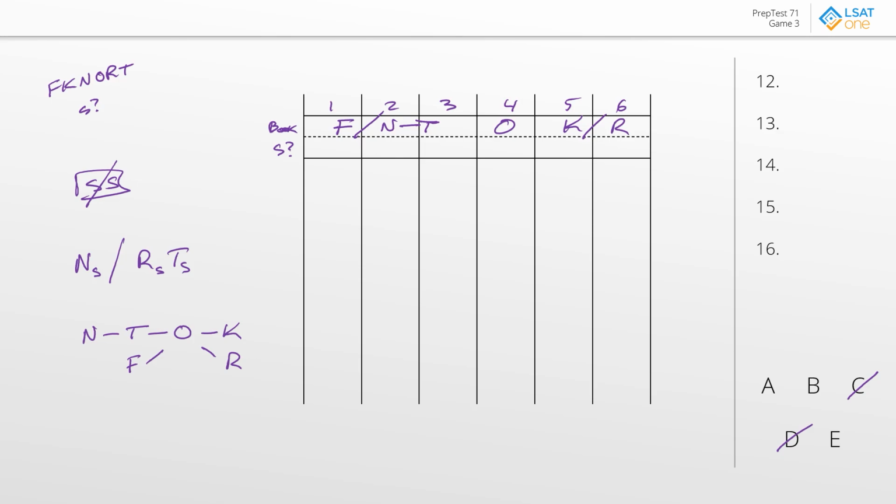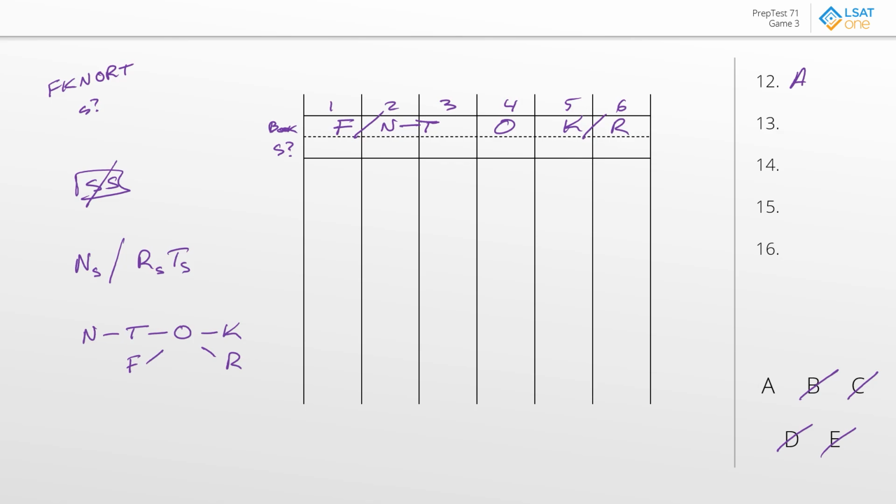Next, so now we're told that we have the NTO setup. Let's see if anything violates that. Answer choice A has NTO, B has TNO. That's not going to work. We can get rid of that. And E has NTO. We're good. And lastly, we have to have this whole thing of F before O before the KR. So between A and E, A, we're good. Basically, O is in 4 followed by R and K. Answer choice E, oh no, F cannot go after O, so we can get rid of E, leaving us with the best answer here to be A.